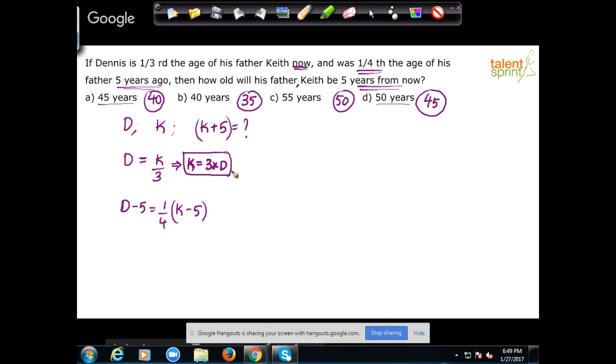See, D's age will be an integer. Usually in these questions, the values of ages are all integers. So D's age has to be some integer, and K is equal to 3 times that integer. So K's present age has to be a multiple of 3. Yes, of course. Look at the options. What is K's present age according to option A? 40. Is 40 a multiple of 3? No. Option A gets eliminated. According to option B, K's present age is 35. Is 35 a multiple of 3? No. Option B cannot be the answer. According to option C, K's present age is 50. Is 50 a multiple of 3? No. Option C cannot be the answer. When A, B, C are wrong, D has to be correct.